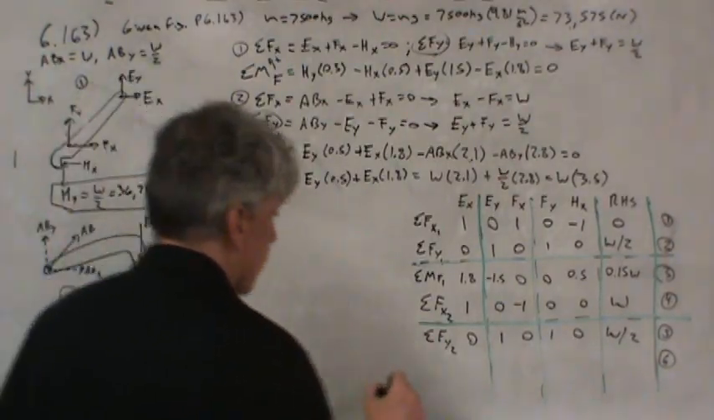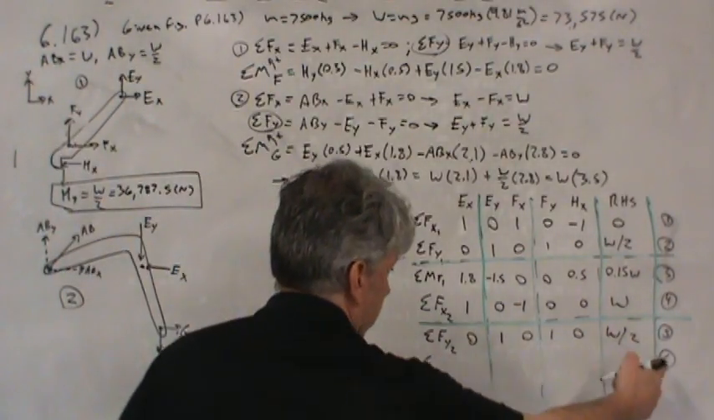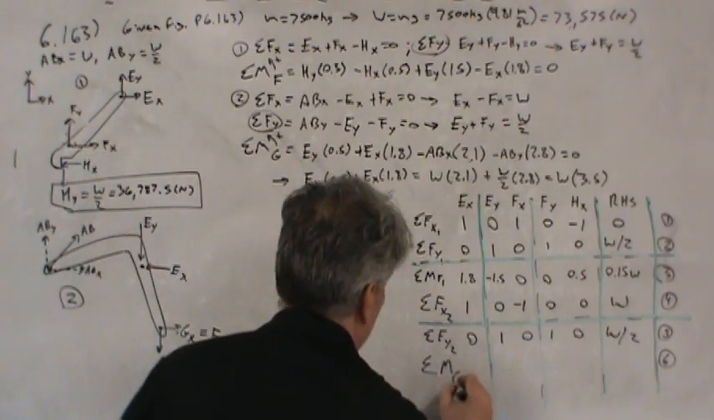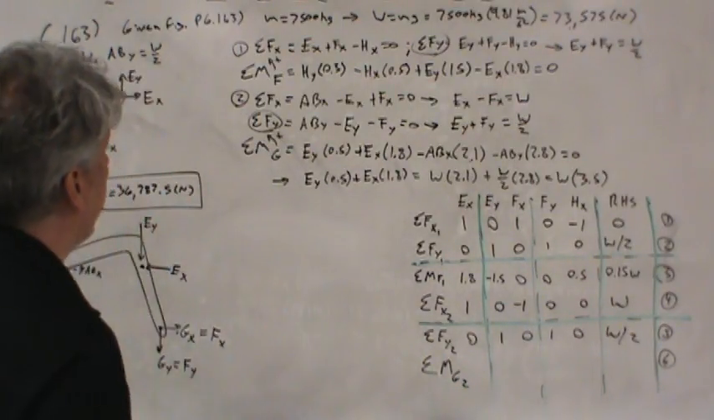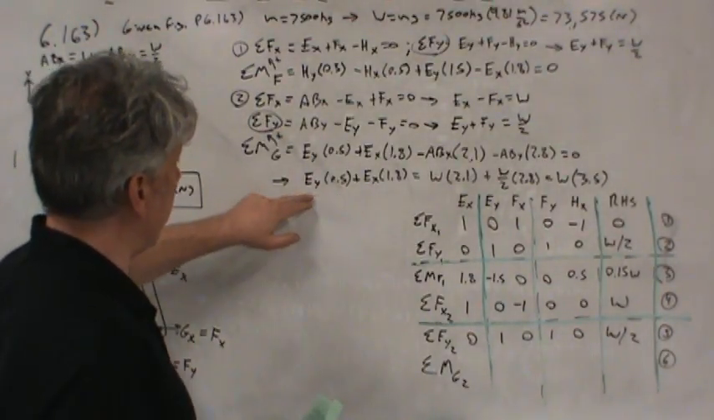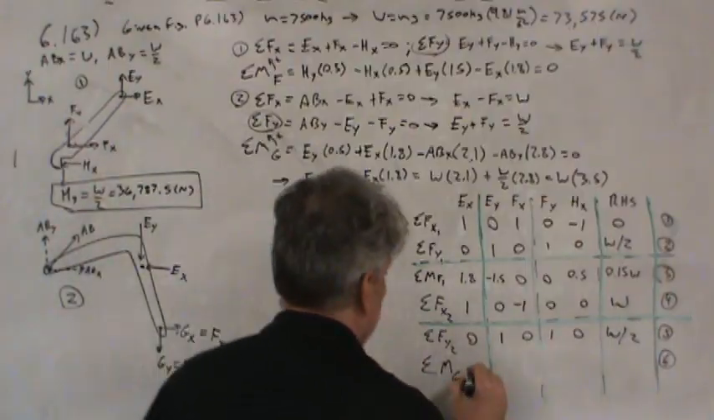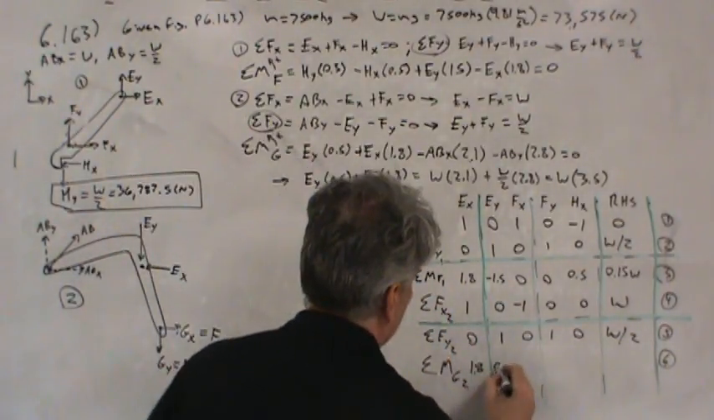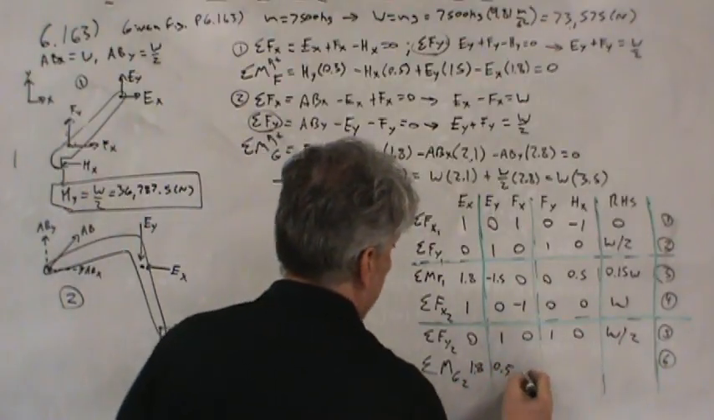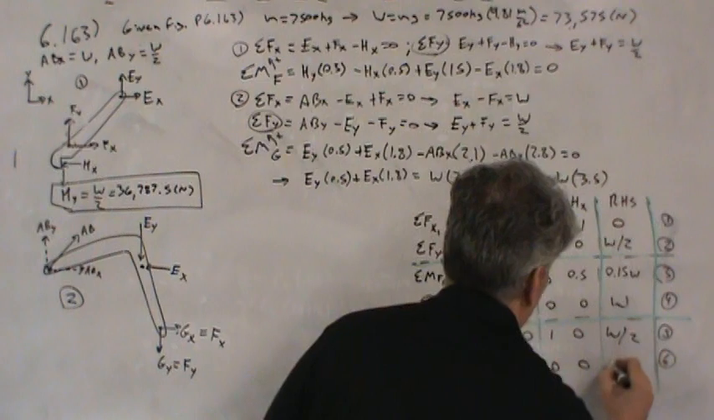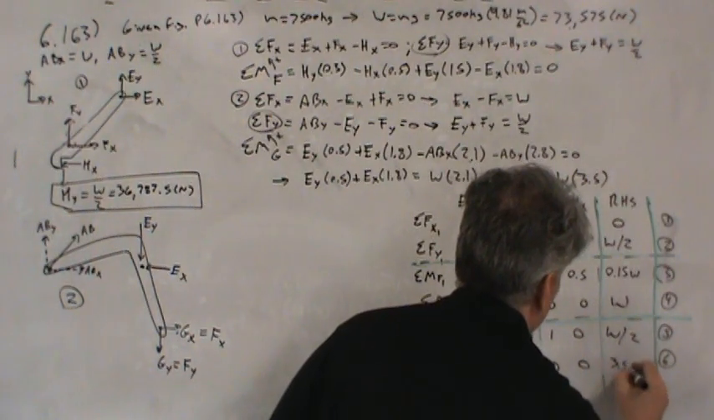Okay, the last equation that I called equation 6 is the sum of moments about point G on body 2. Now that equation, notice, only has an Ex and an Ey component. Ex has a factor of 1.8. Ey has a factor of 1/2. There's nothing else in this equation except for the right-hand side, which is 3.5W.